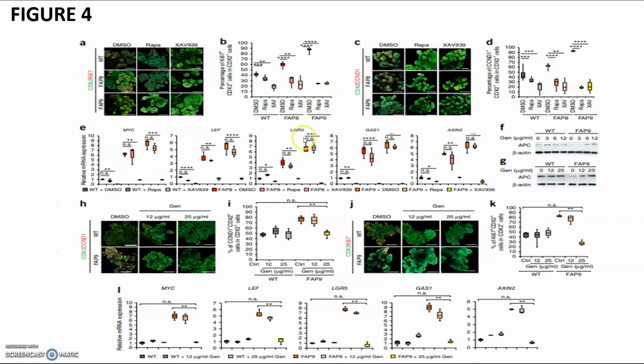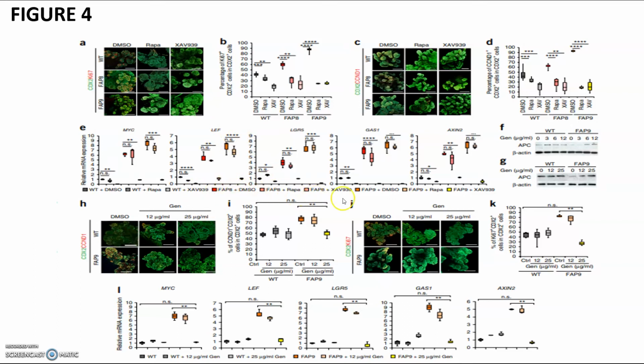And then in figure E, through RT-qPCR, you can see we have wild type DMSO, wild type rapamycin, wild type ZAV939, which is the first three, and then we have FAP8 in the middle that follows the same order, and then FAP9, which is the far right, which also follows the same order.